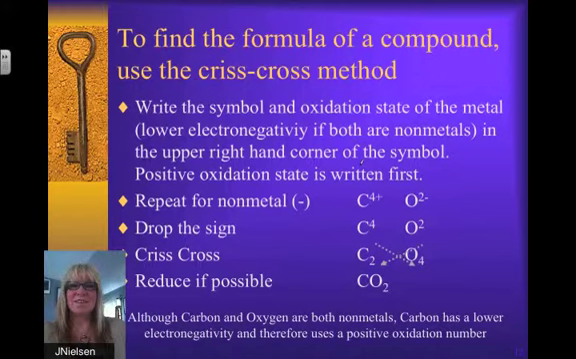Remember, when we're writing formulas, and I'm not saying that there is a formula on there, but there may be, you have to drop and cross. You look up the oxidation states of the metal and the non-metal, or a polyatomic, and then you drop and cross. So for this example, we're looking at carbon and oxygen to write a formula for carbon dioxide. C is +4, O is -2. We drop the signs, then we cross, and we get C2O4, which then can be reduced to CO2.